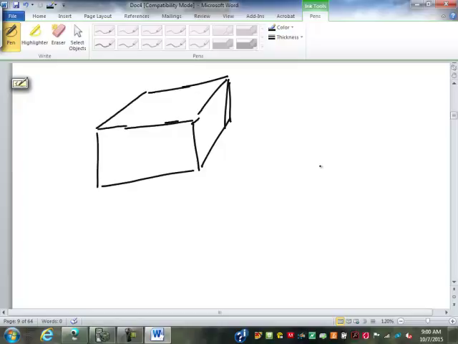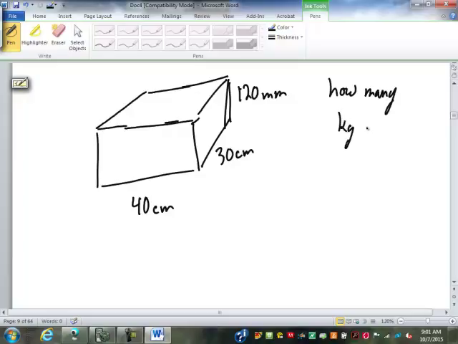Okay, so this box is 40 centimeters by 30 centimeters by 120 millimeters. If that is a rectangular tank filled with water, how many kilograms of water are in that tank? See if you can figure that out in your notes quick.